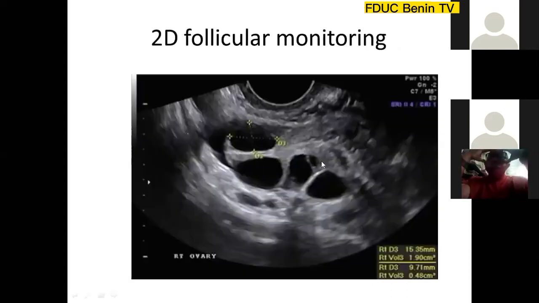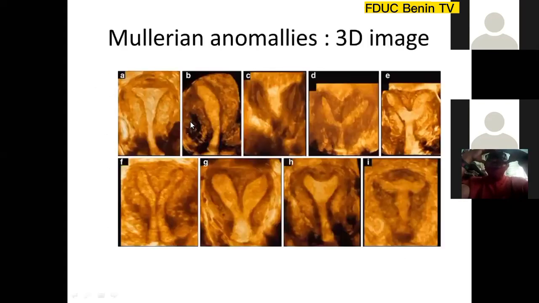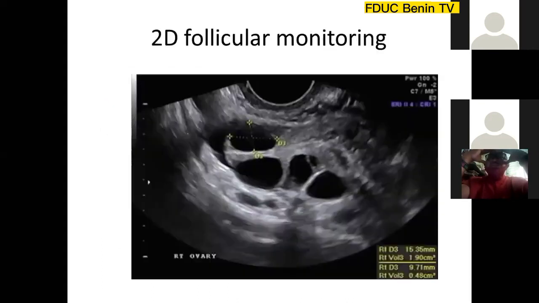Now, this is a 3D scan for follicular monitoring. What you are seeing here is a plane, a cross section of the ovary. So you can count, there are 4 here, but there are some that are not in this plane that you're not seeing. So this is one of the drawbacks of using a 2D scan to do follicular monitoring. But if it is 3D, we'll get to see that very soon.